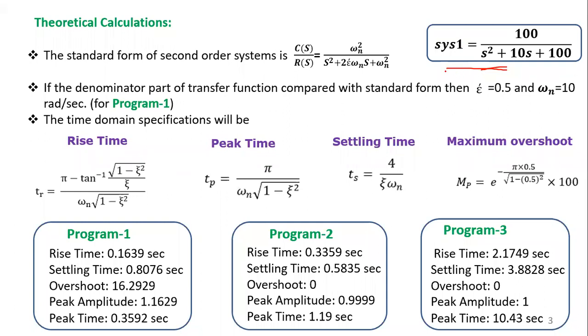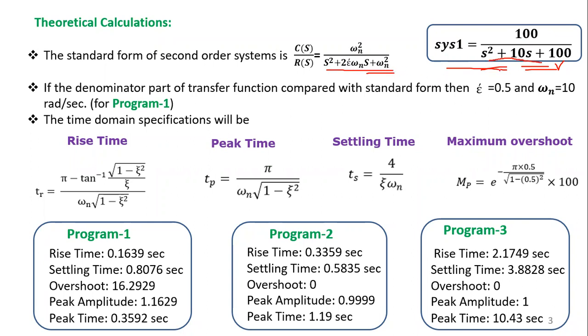This is the closed loop system we are having. System 1 equal to 100 by s square plus 10s plus 100. This is the closed loop transfer function. Now we are comparing this closed loop transfer function with the standard form of the second order system. The standard form is omega n square by s square plus 2 zeta omega n s plus omega n square. Now we are comparing this denominator with our closed loop transfer function.